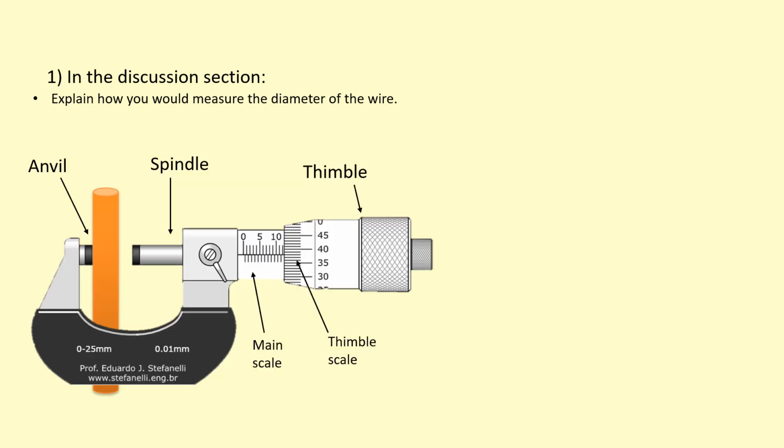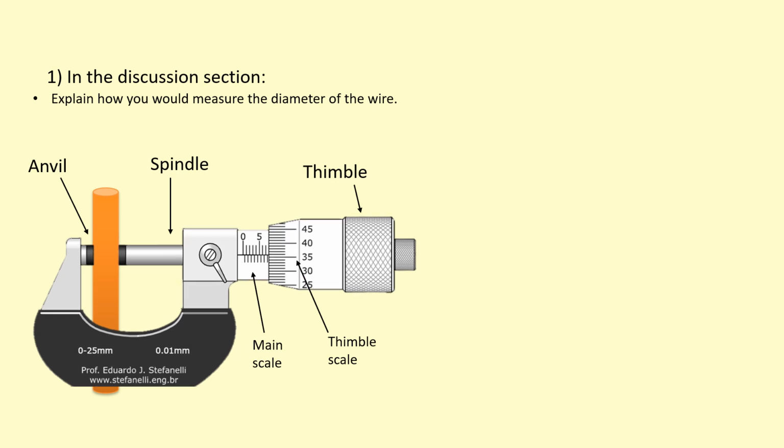Next, put the wire between the jaws of the micrometer and use the thimble to close it like so, but don't close it too tightly. Once you feel a bit of tension, switch to the ratchet and use that. When you hear your first click, you stop, because otherwise you're going to squash the wire and change its diameter, which is going to give you an error.